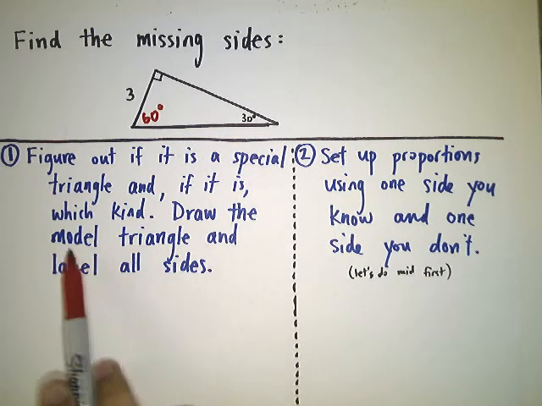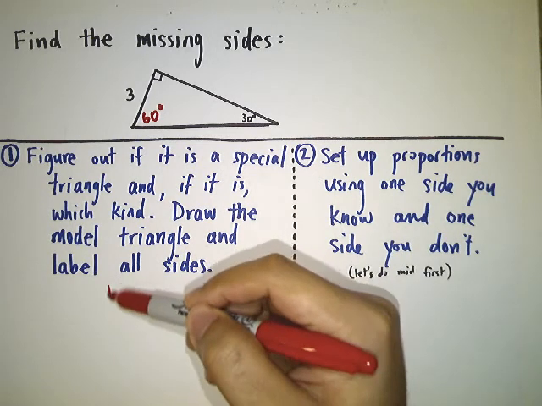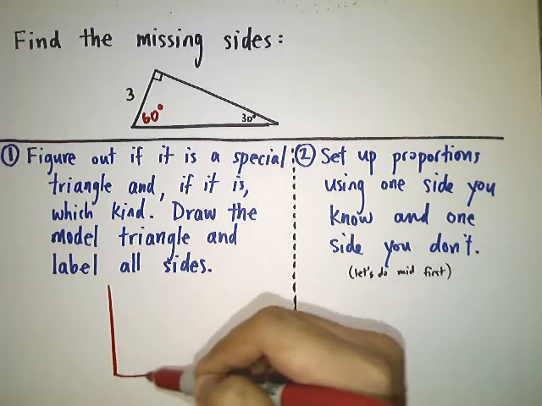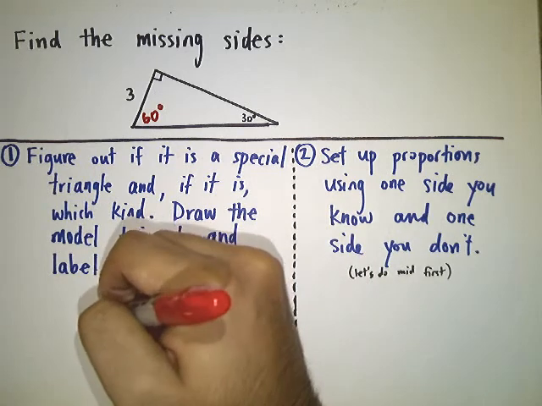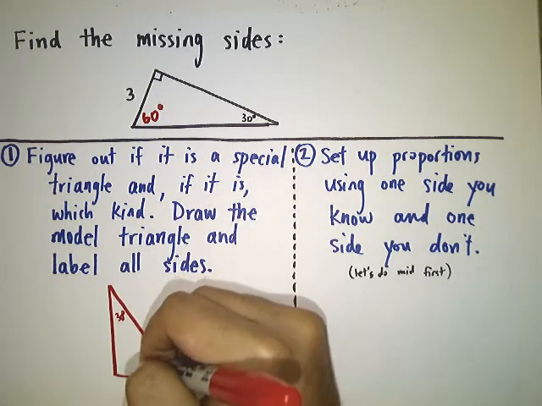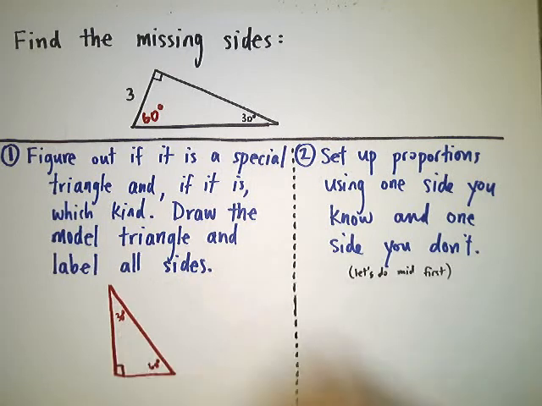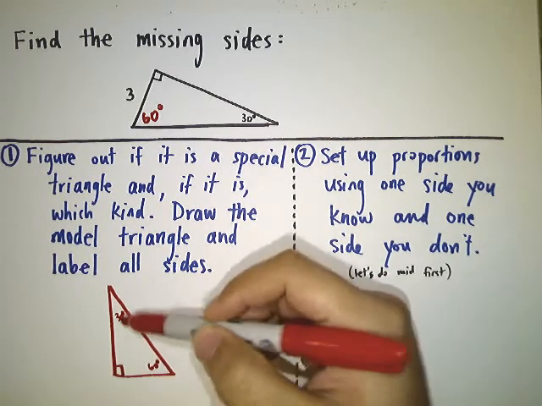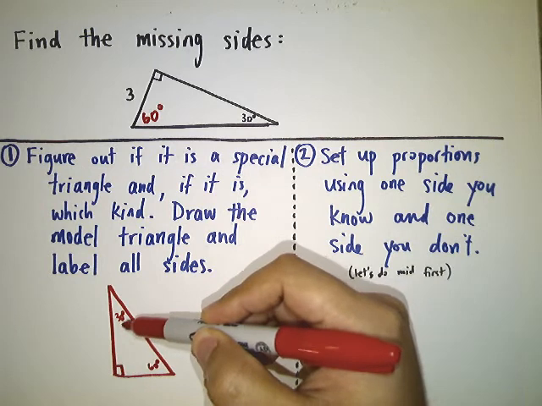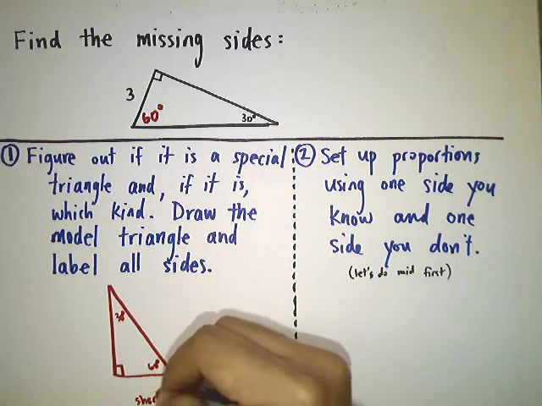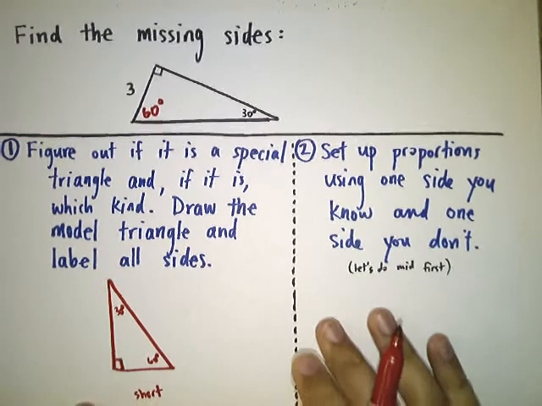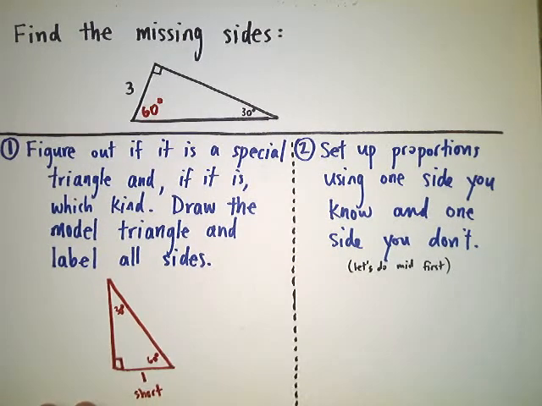So now we actually need to draw the model triangle and label all of its sides. This is a really important part of the process. Okay, so let's draw that model triangle. Okay, this is our 30-degree angle on top. This is our 60-degree angle. And this is our 90-degree angle. Now, opposite the 30-degree angle, opposite the smallest angle is the shortest side. Okay, and that's going to be 1 unit long.